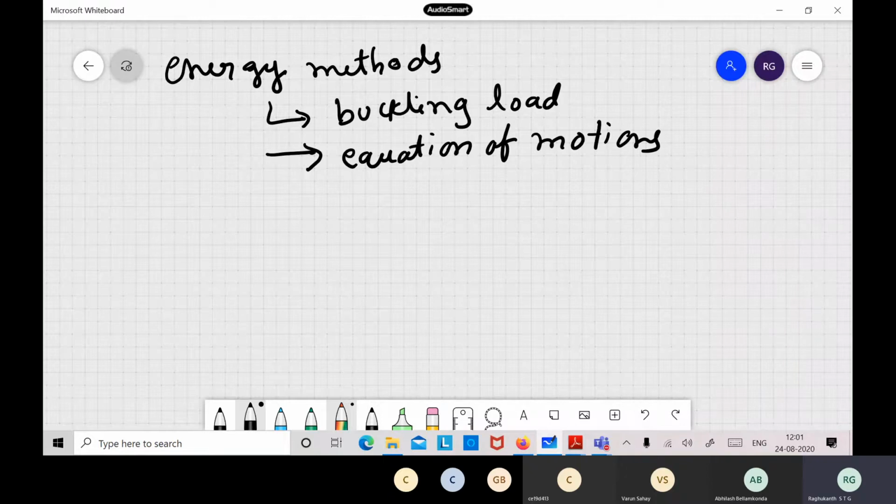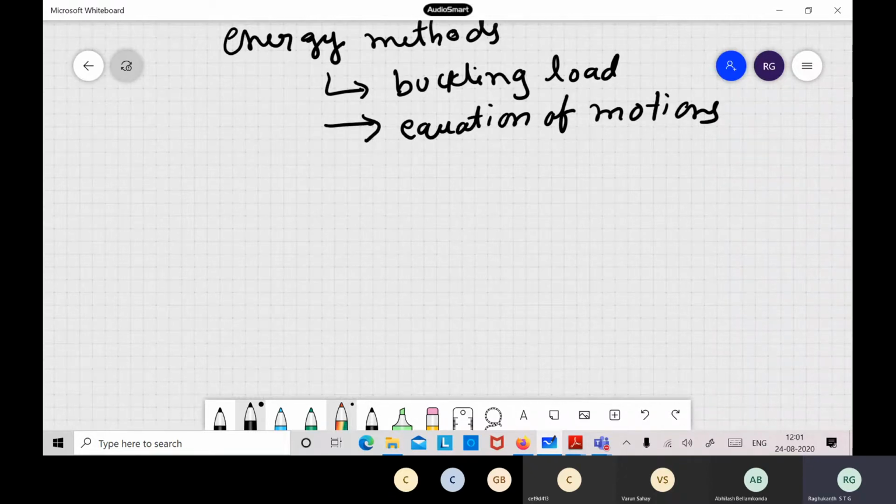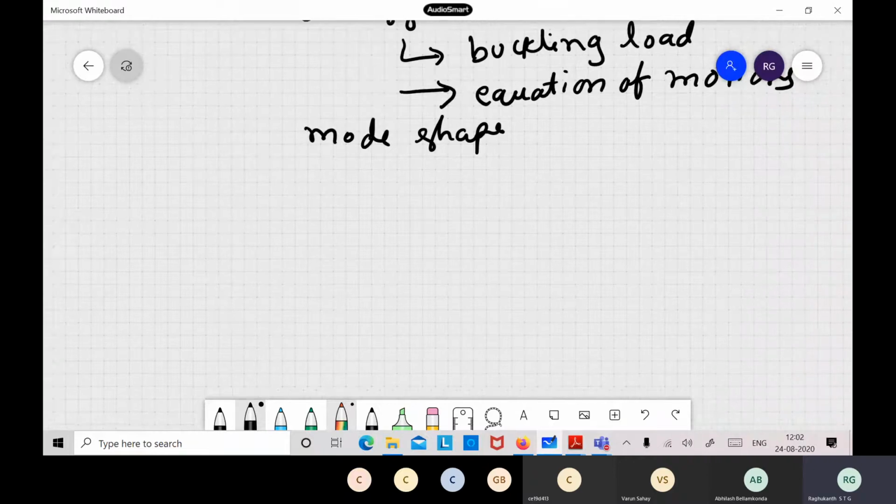And finally, we have seen these energy methods. Getting solutions is a very simple kind of thing compared to the original force method. If we can approximate the mode shapes, that is the deformed shape, then you can get the result nicely. So this we have seen, and finally, I think last class we started with numerical methods.